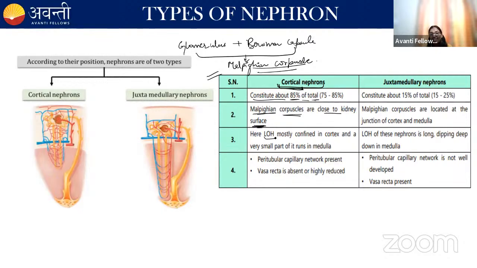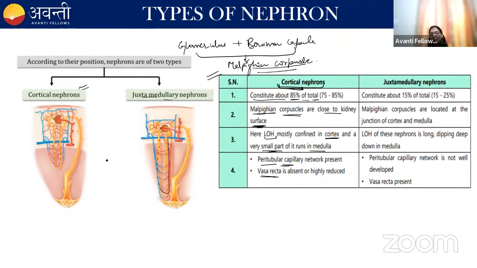In case of cortical nephron, the loop of Henle is mostly confined in the cortex, and they form a very small part which runs in the medulla. You can see in cortical nephron, the loop of Henle is poorly developed. But in case of juxtamedullary nephron, the loop of Henle is well developed. Okay? And please remember the vasa recta and the peritubular capillaries.